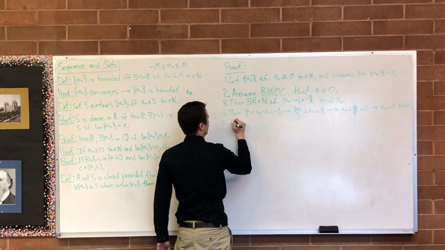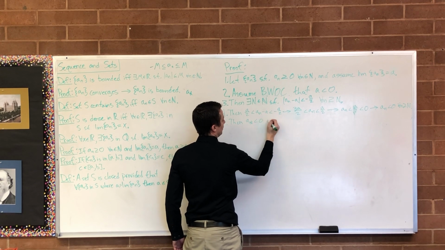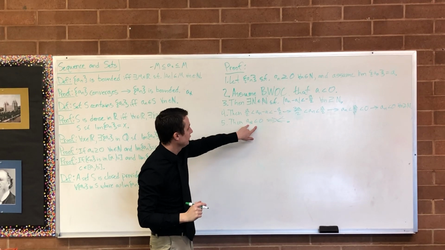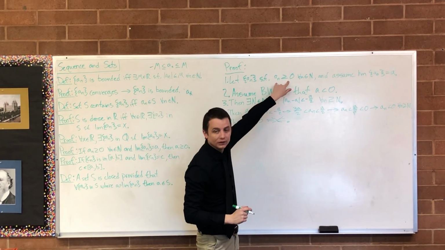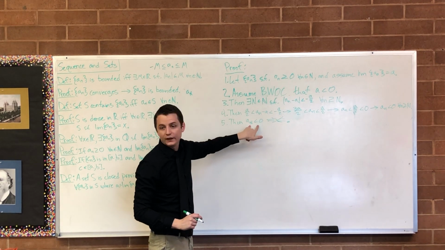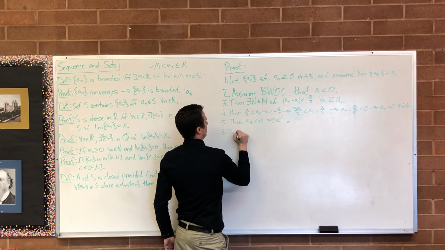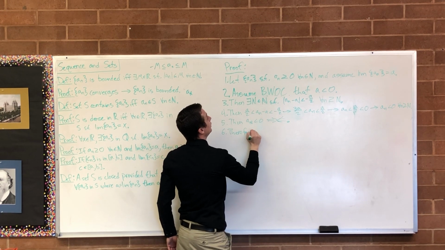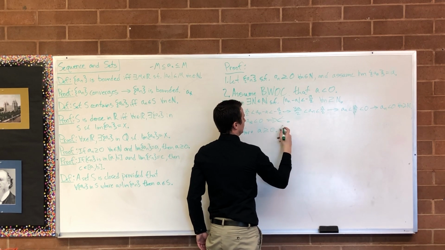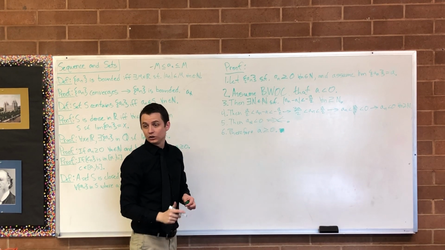So, maybe we'll just pick one. Then a sub n is less than 0, contradiction. We found some term in the sequence that doesn't satisfy this. This is true for all n in N. We found one where it's not true, contradiction. Therefore, a is greater than or equal to 0. Yeah, that was easier to do by contradiction. Good?